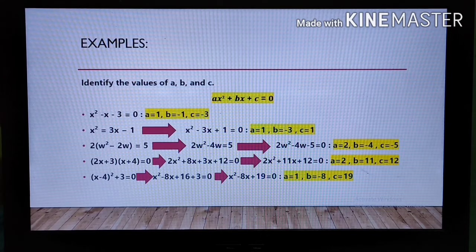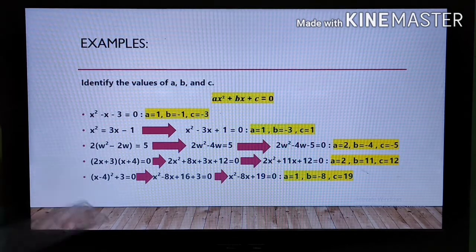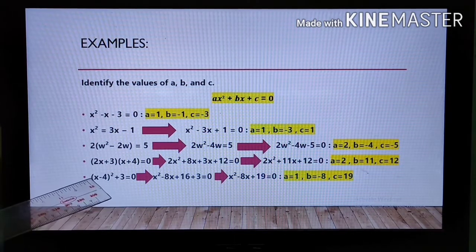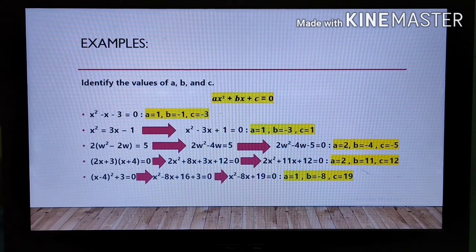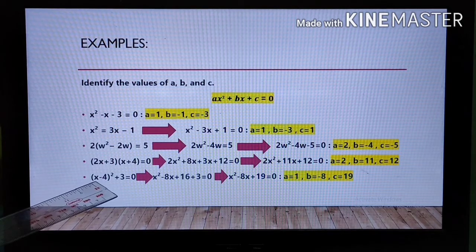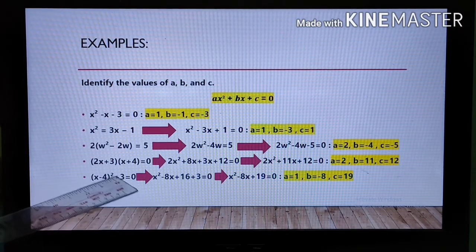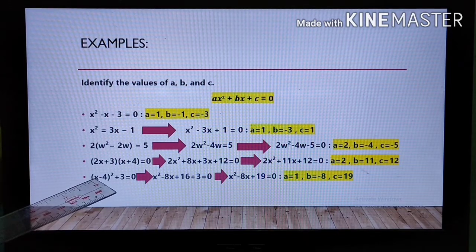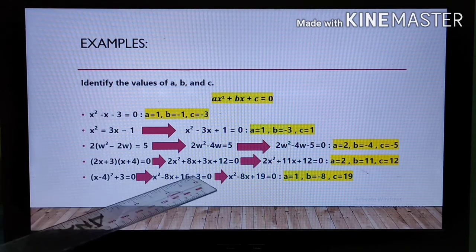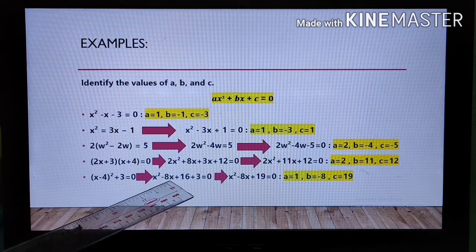Okay, last example. The quantity of x minus 4 squared plus 3 is equal to 0. So, ang pag-solve nito, ganito lang ha, para makuha nyo ang product ng the quantity of x minus 4 squared. So, ito lang. Ang first term is square mo siya. So, x times x is x squared. Yan. Then, ang second term, i-multiply mo lang 2 times x, 2x times negative 4 nagiging negative 8x.